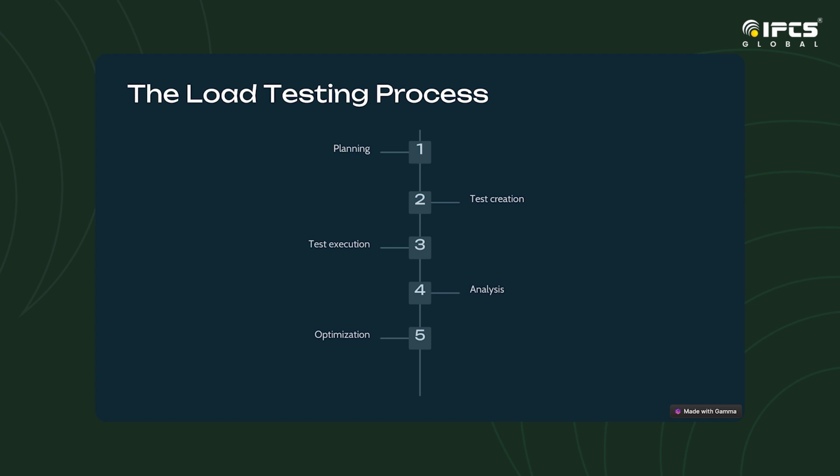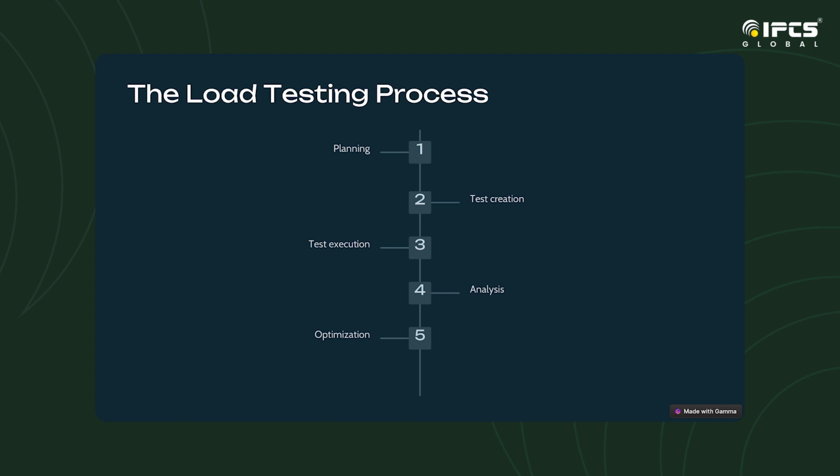Fourth one is analysis. After the test, we need to analyze the results. We look at the key metrics like response time, error rates, and resource usage. What went well? What did not? We find the bottlenecks. This step is like reading the report card. We figure out what the test told us about our system.